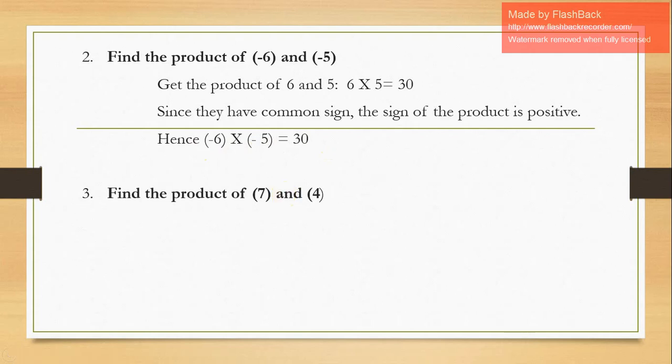Find the product of 7 and 4. What is the first step? Disregard the sign, just multiply the numbers. That is 7 times 4, which is equal to 28.